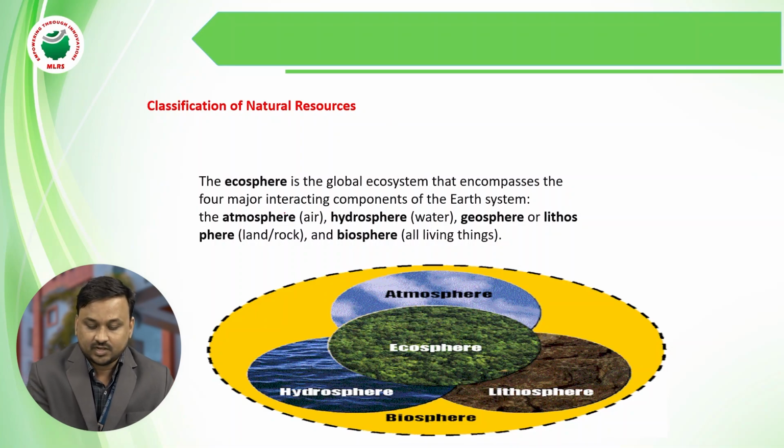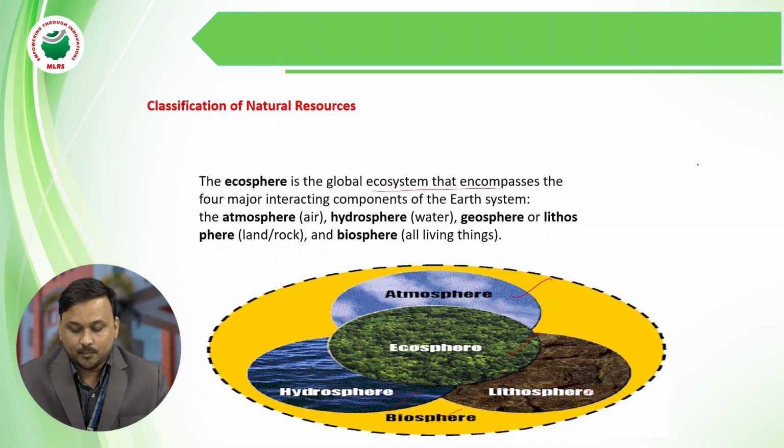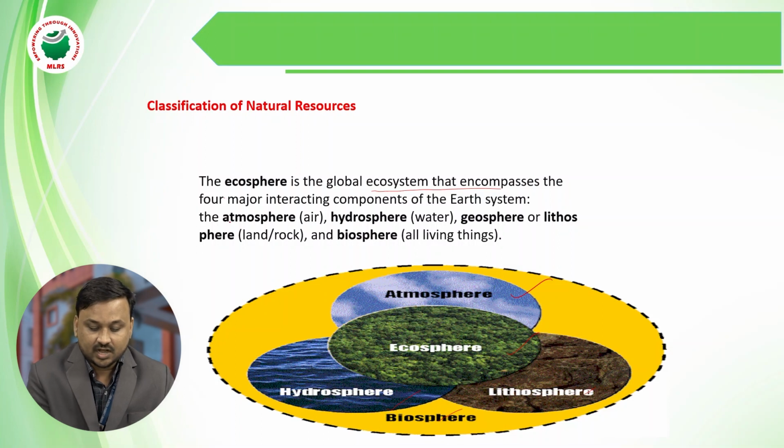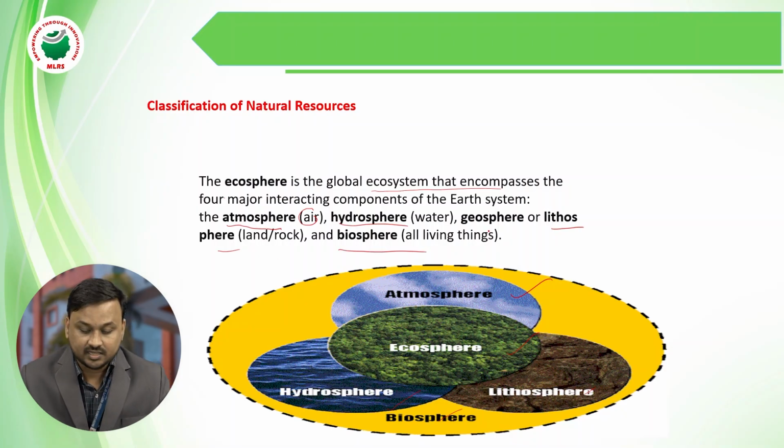There are majorly four types: atmosphere, hydrosphere, lithosphere, and biosphere. The ecosphere is the global ecosystem and encompasses the four major spheres. That is, the atmosphere, which is the air; the hydrosphere, water; the geosphere or lithosphere, the land or rock; and the biosphere, where all living organic things come.